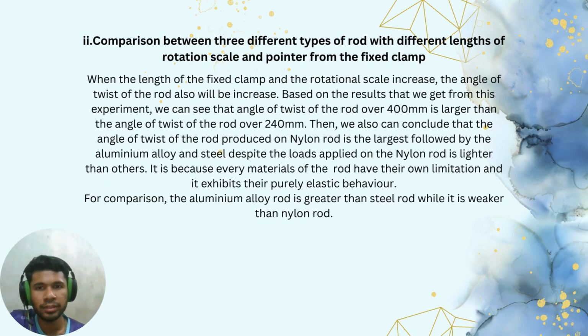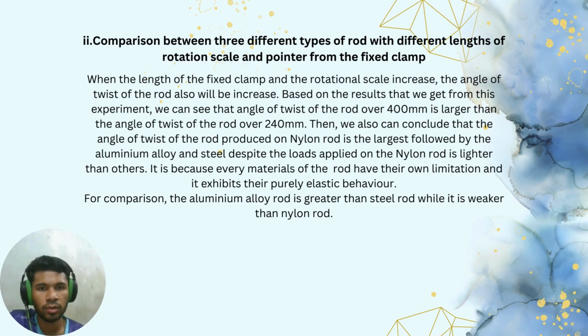Second, comparison between three different types of rod with different lengths of rotation scale and pointer from the fixed clamp. When the length between the fixed clamp and the rotational scale increases, the angle of twist of the rod also increases. Based on the results from this experiment, we can see that the angle of twist of the rod over 400 mm is larger than the angle of twist of the rod over 240 millimeter.